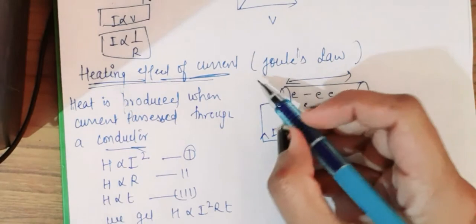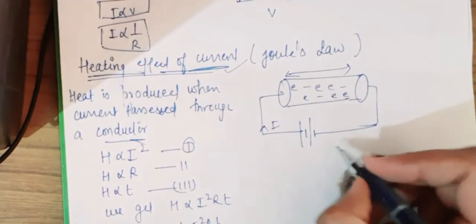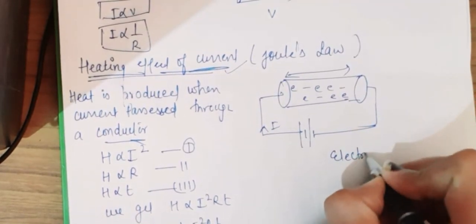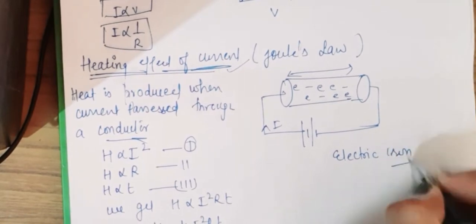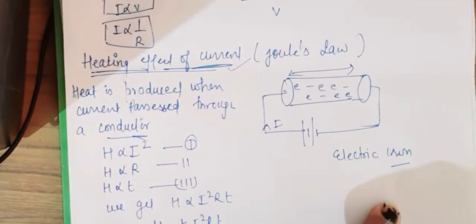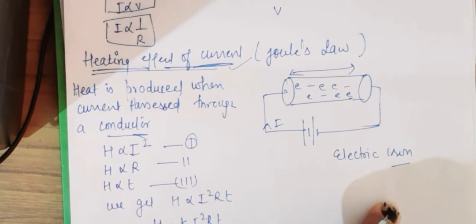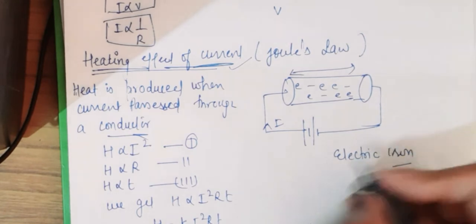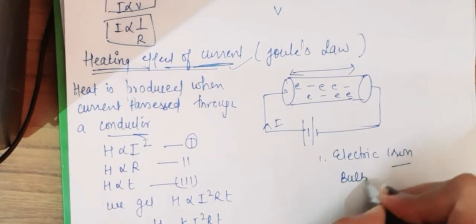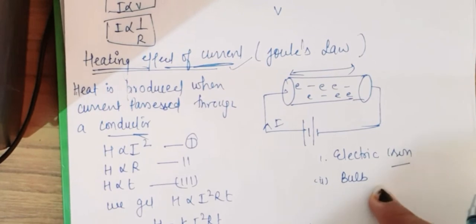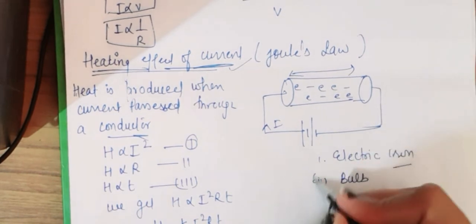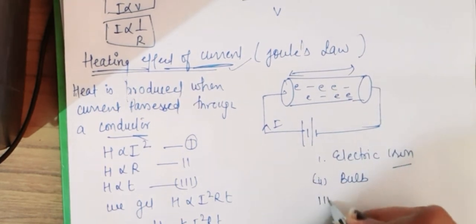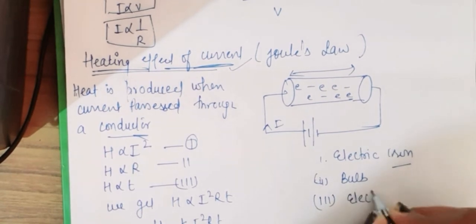Examples which show a heating effect are, first, the electric iron: as we provide current to the electric press or electric iron, heat is produced on the outer surface of the iron. The second example is the bulb. A bulb also shows the heating effect of current, because the outer surface of the bulb heats up after some time with the flowing current. Then the third is the electric arc.